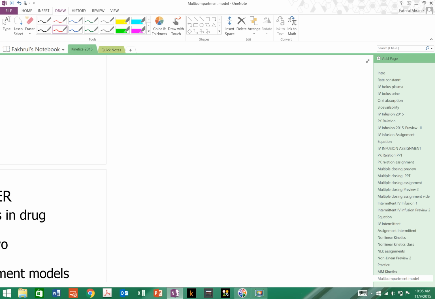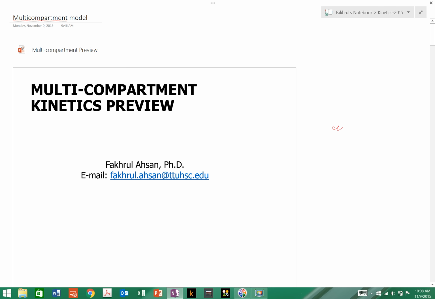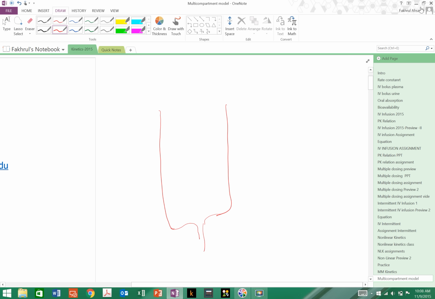Sorry for the interruption. Let's do some thought experiment. For the time being, we forget that the drug is administered to the human body. Let's think about, we have a tank here, and this is full of water.